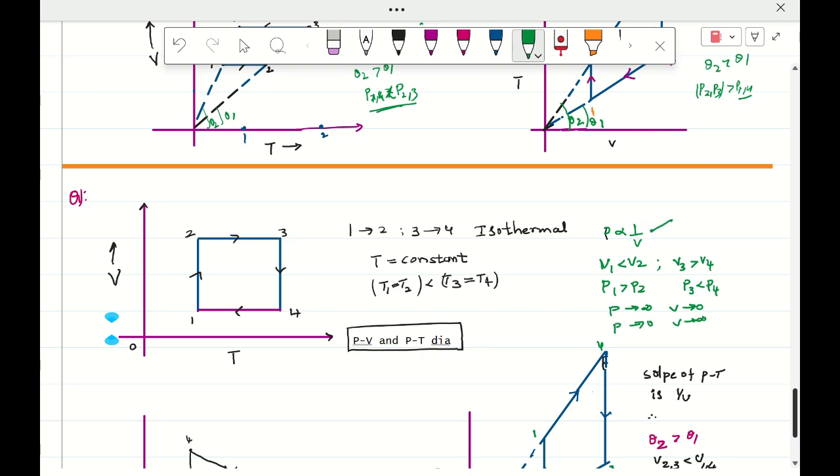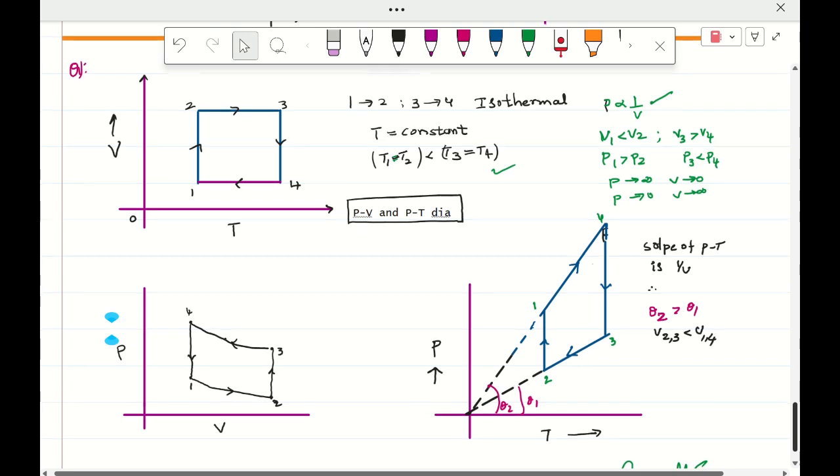That means P more means V is less. In the graph, V1 is less than V2, therefore P1 is greater than P2. In the graph, V3 is greater than V4, so P3 is less than P4. And here T1 equals T2, and these values will be less than T3 and T4. So this is the data we have.